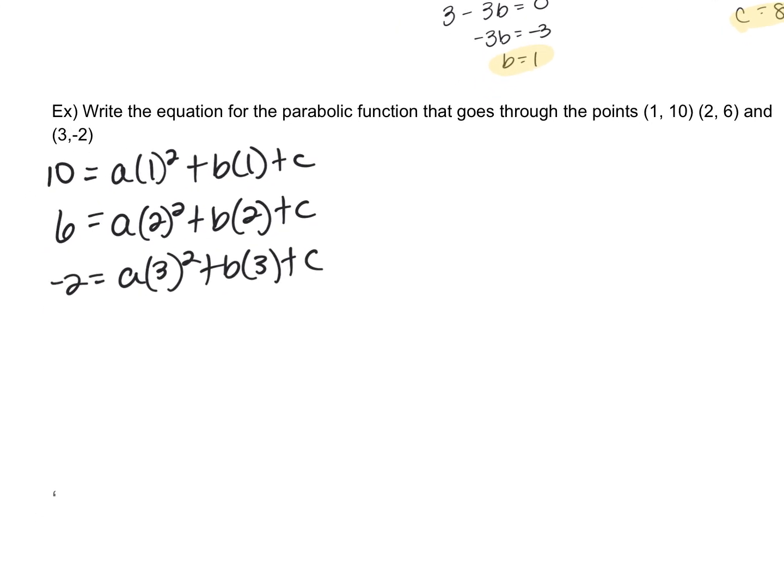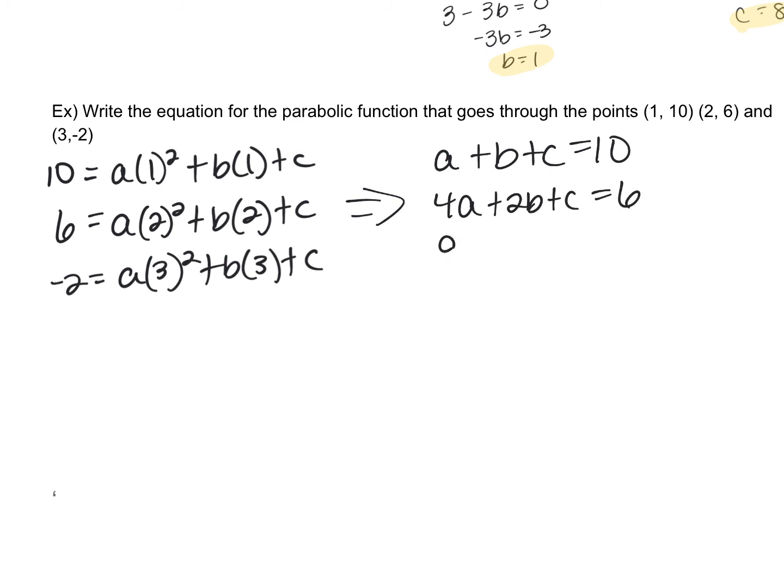Okay, let's clean it up and move those 10, 6, and -2 over to the other side like we did the last one. Again, that's not necessary. It's just sticking with what we've been doing. So moving them, so we're cleaning it up. So we have a plus b plus c equals 10. 4a plus 2b plus c equals 6. And then 9a plus 3b plus c equals -2.